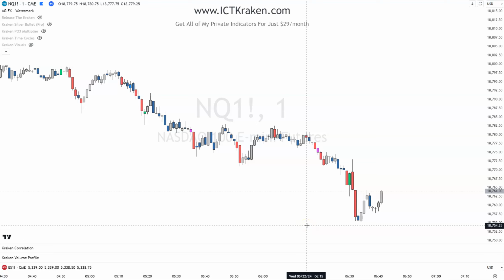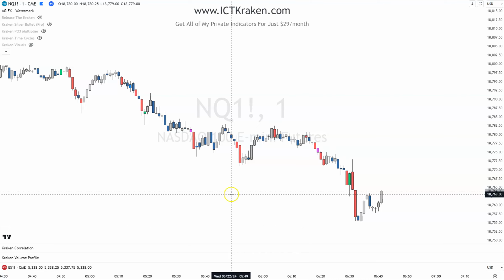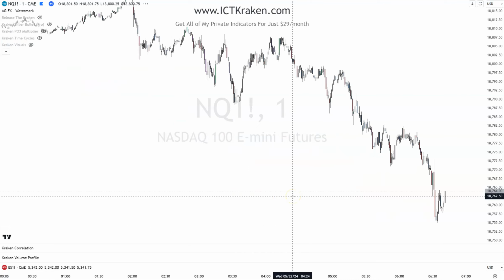Today I want to go over a post-London, pre-New York Open trade. So, a pre-market trade setup that I took after London. The first thing we're going to do is look at the higher time frame.